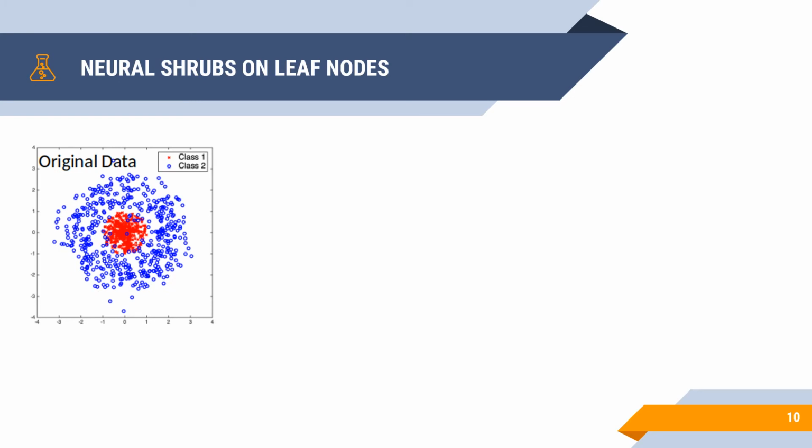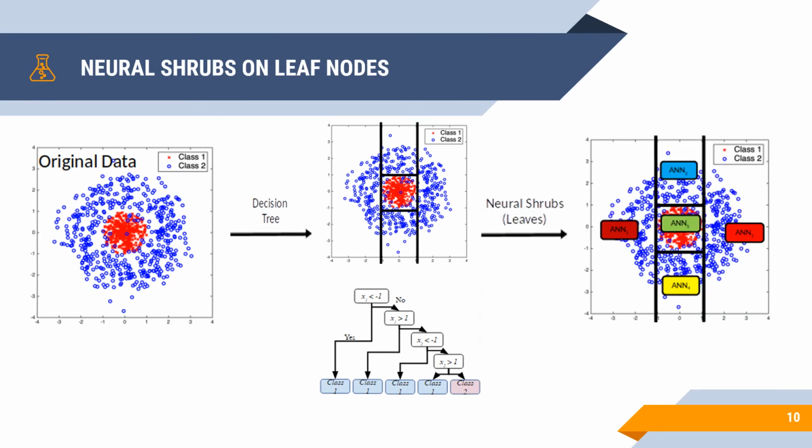To improve the performance of the decision tree, we added a neural network to the leaf node and ran the data from the decision tree followed by the neural network to get our results. So far, our work was similar to what was done in the past.